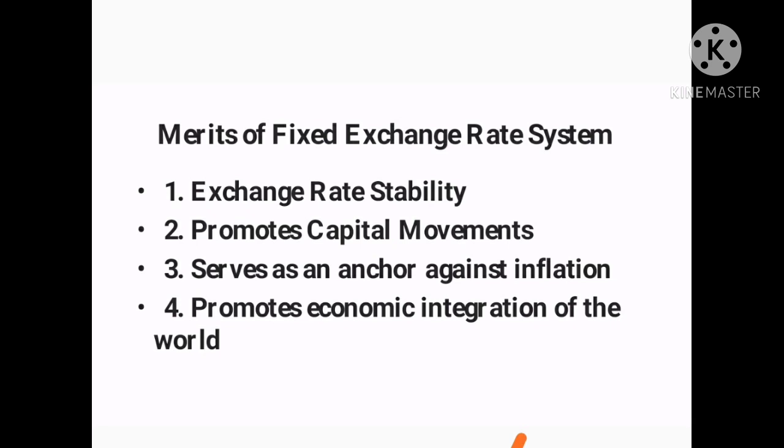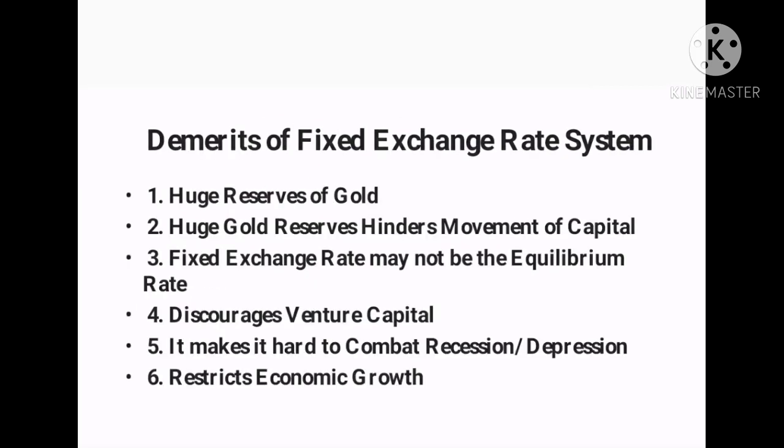So these are the merits of fixed exchange rate system. Now, demerits of fixed exchange rate system. First, huge reserves of gold, because in this currencies gets converted into gold standard. Second, huge gold reserves hinders movement of capital. Stability of the market induces mobility of international capital, of course, but at the same time, huge reserves of gold is a hindrance to the movement of capital. To that extent, growth process in the global economy tends to suffer.